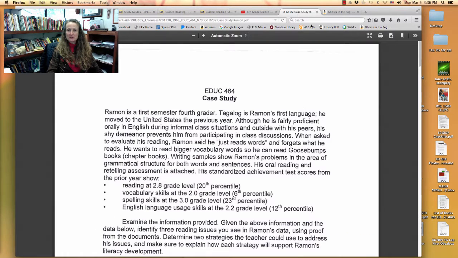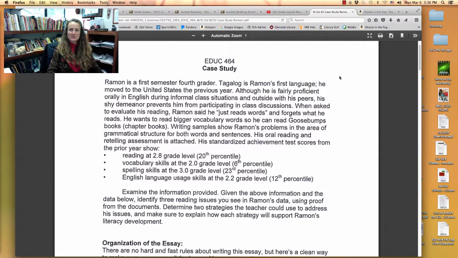So looking at the documents here, we have Ramon. Here's just a kind of anecdotal description of what the teachers found out by talking to him and some anecdotal notes and observations. He is a language learner, and here are some of his standardized test scores, and if you can't remember these, review your notes from 462, and I think Gunning Chapter 3 talks about grade level equivalency scores and percentiles.